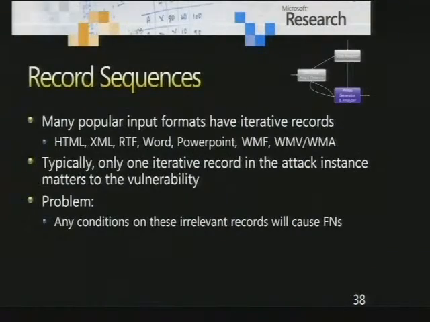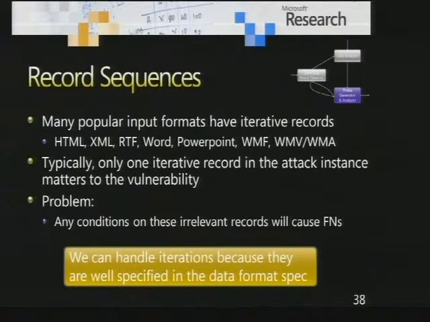So the problem is if we don't remove those irrelevant iterative records, any conditions on these irrelevant records will cause false negatives, because those are too specific and not necessary conditions. Our advantage here is we can handle iterations because they are specified in the spec, either specified in the GAPA spec or they can be inferred by Tupni. So we can handle these record sequences.